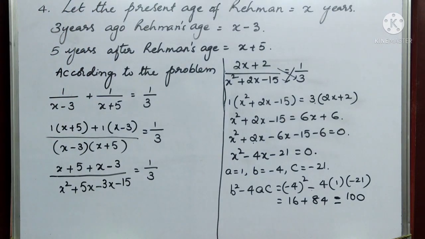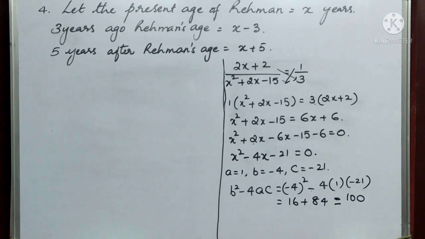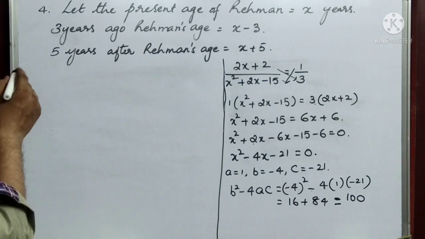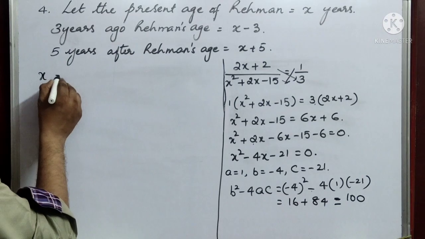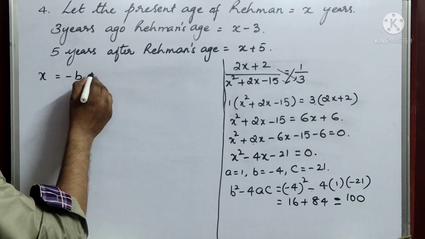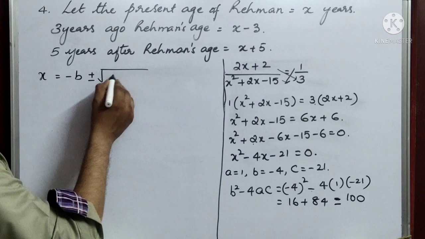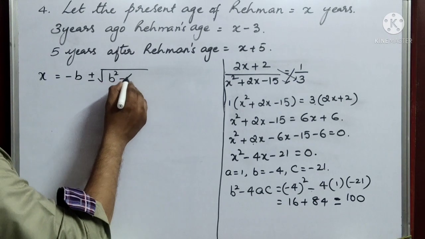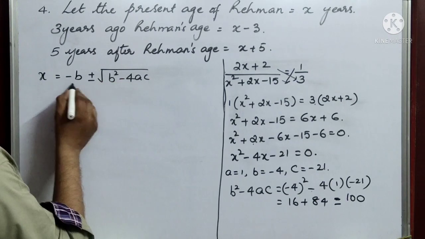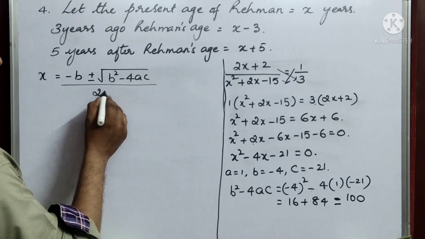Okay. Now how to simplify it? Now write the formula, children. Quadratic formula: x equals minus b plus or minus root over b square minus 4ac, by 2a.